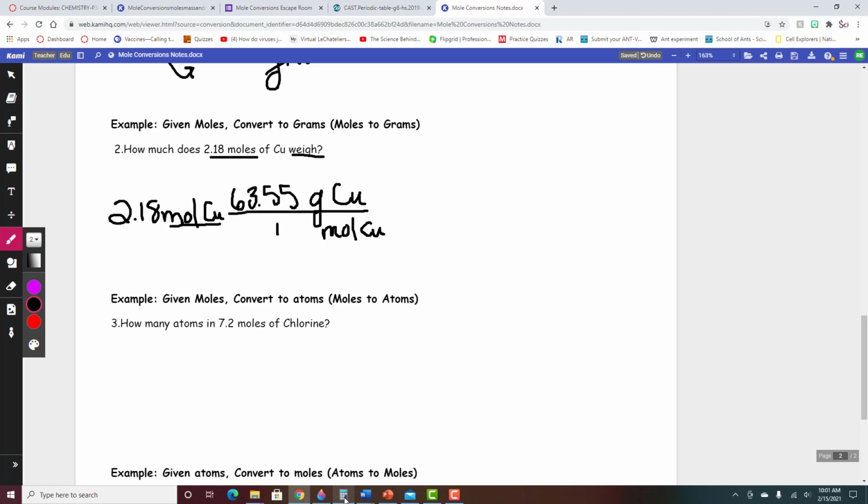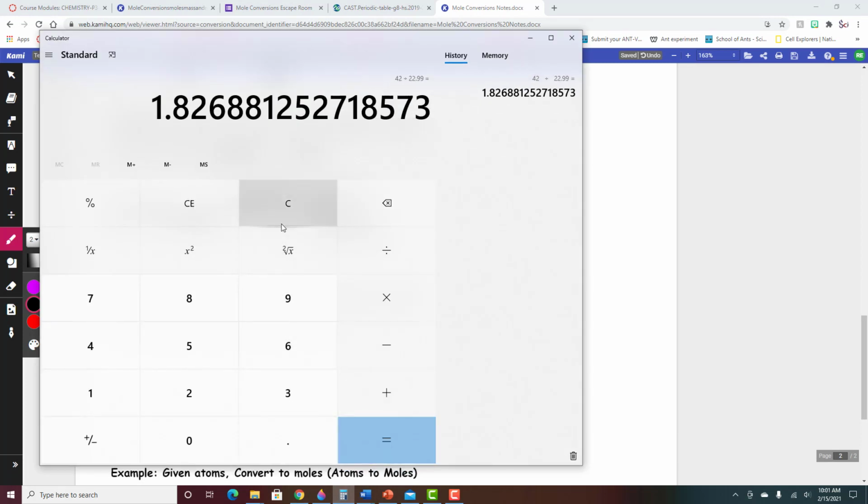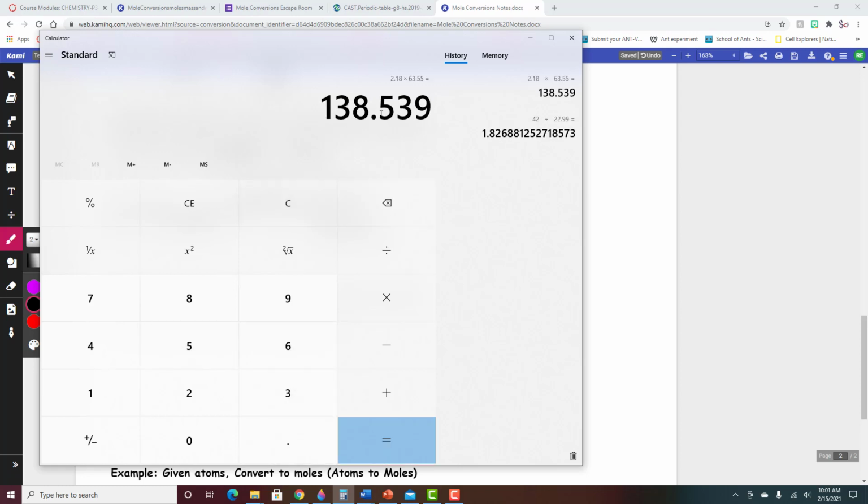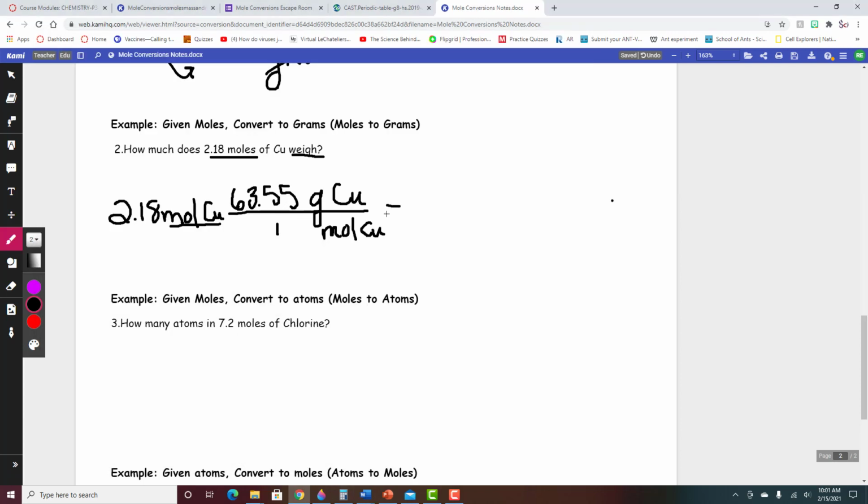And then you solve. So I go to my calculator, and I do 2.18 times 63.55, and then I get 138.539. And again, you can round this to wherever you want. So I'm going to do 138.5. And you could write the 539 if you want.